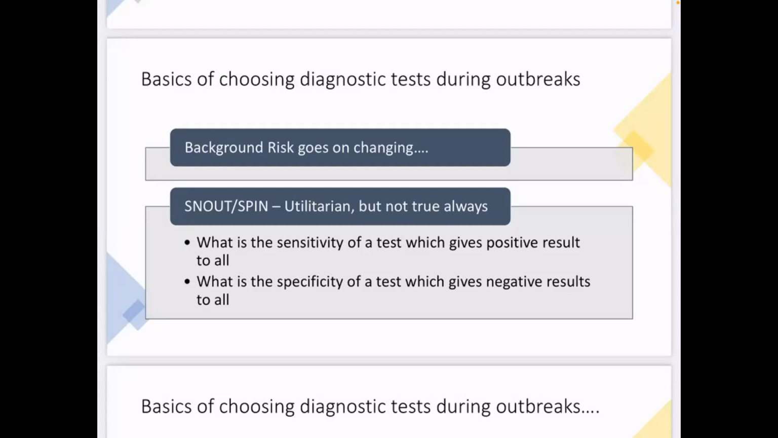That means if a test has high sensitivity, that doesn't mean the test is able to rule out. And if the test has high specificity, that again doesn't mean the test is highly effective in ruling in cases. For example, what is the sensitivity of a test which gives a positive result to all?